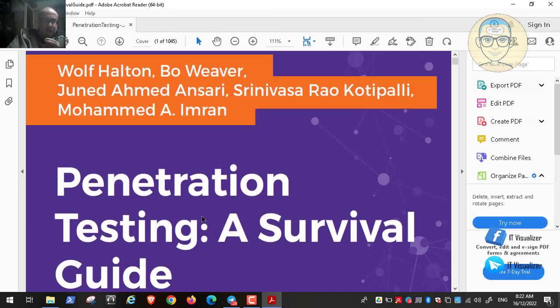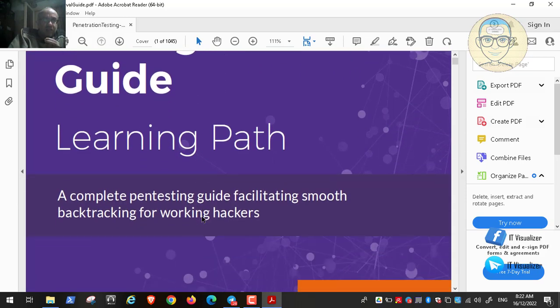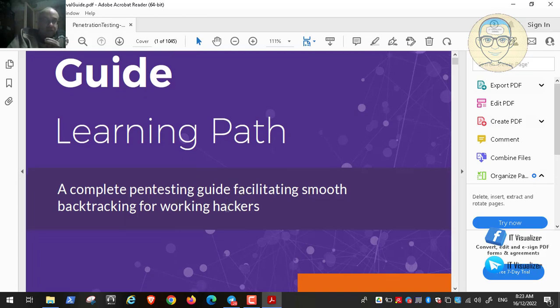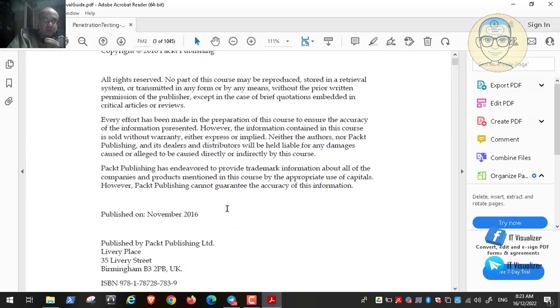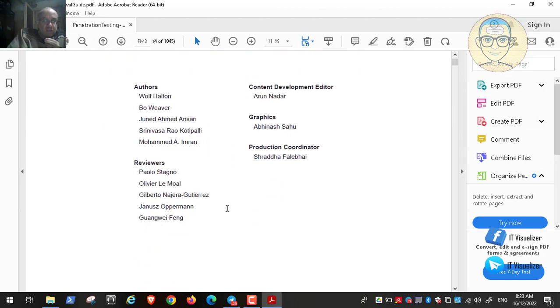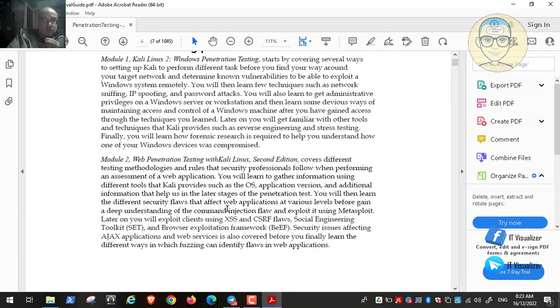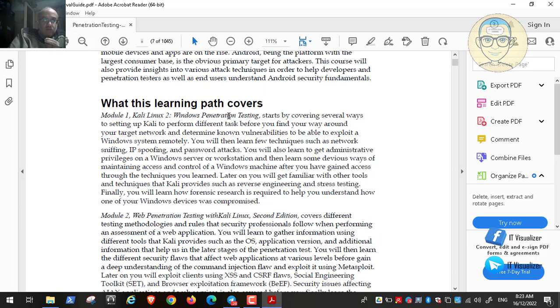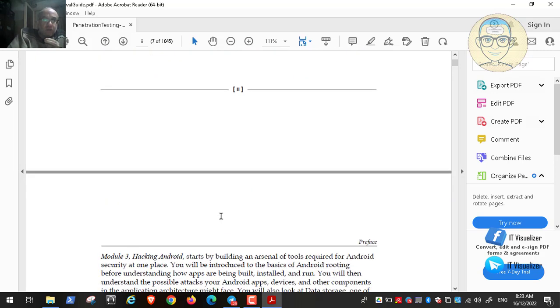This was a free PDF that I downloaded, called Penetration Testing, a Survival Guide Learning Path. It is a complete penetration testing guide facilitating smooth backtracking for working hackers. This PDF will show you how you can do some penetration testing using Kali Linux. These are a lot of things, actually. Here we see, for example, the table of contents. We will use Kali Linux to do, for example, Windows penetration testing, and we will do web penetration testing also using Kali Linux. So these are practical lessons on how to do penetration testing.